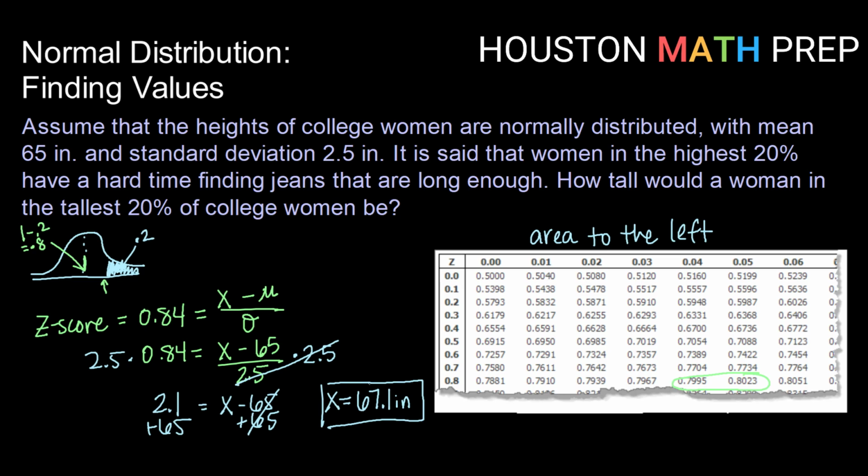So here we're seeing that the top 20% of women will have heights greater than 67.1 inches. All right, guys, that does it for this video on finding values on a normal distribution using a table.